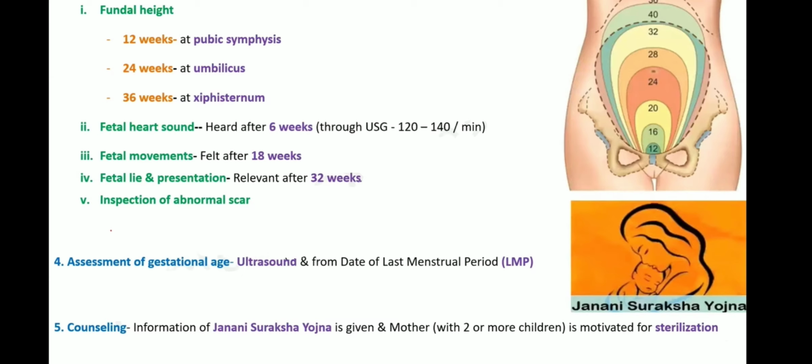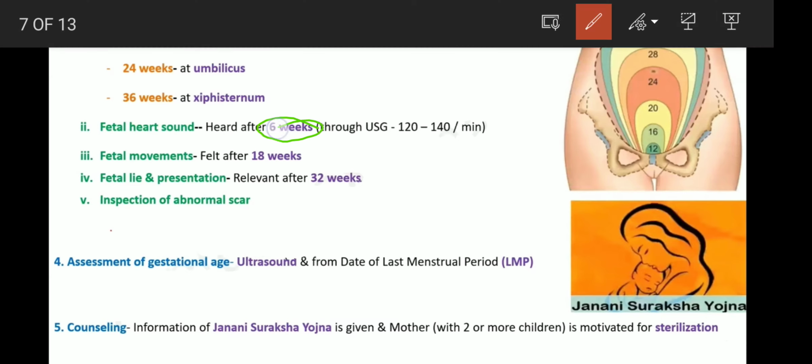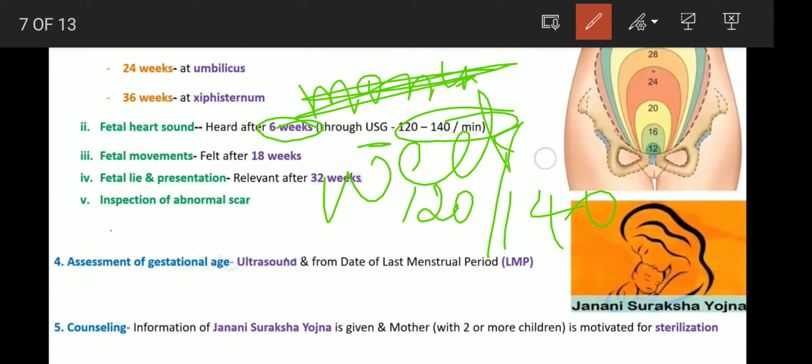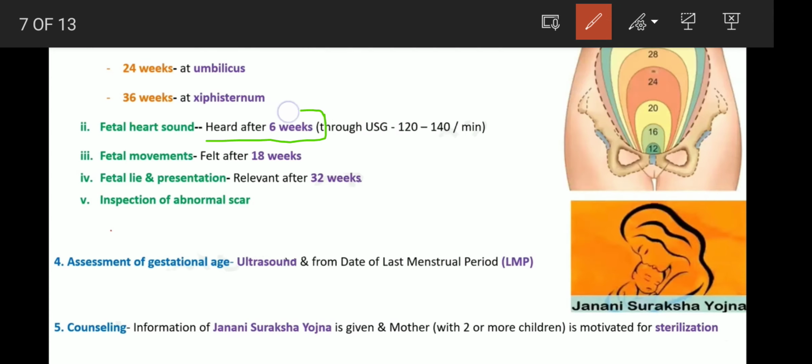The rate will vary between 120 to 140 per minute. They're usually heard by the 6th week. So we know that the fetal heart sound will be heard by the 6th week. Through the USG, we get to know the fetal heart sound will be 120 to 140. I'm sorry, I said month wrong. It is not month, it is 6th week onwards. I'm extremely sorry. The 6th week onwards, the fetal heart sound will be heard, at 120 to 140 beats per minute.